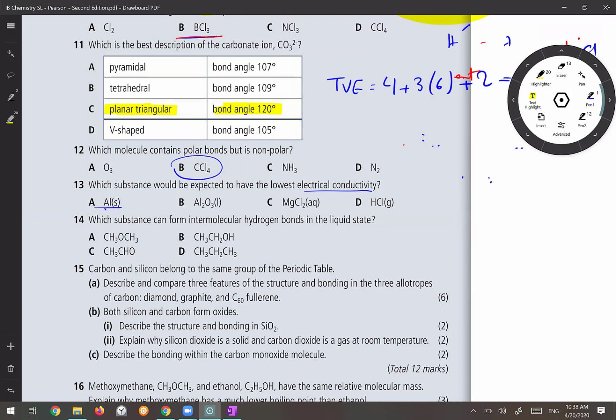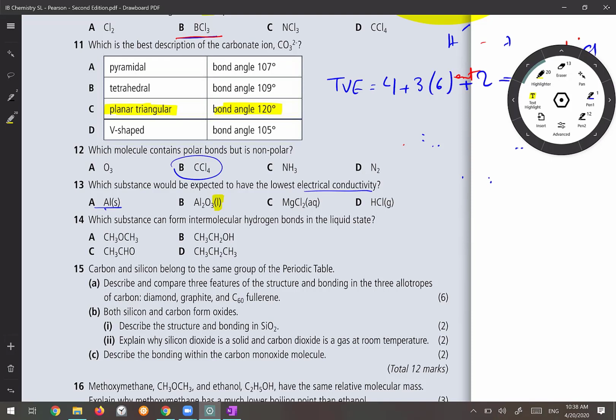Ionic. It's ionic. You know that ionic compounds in the solid state, because their ions are fixed in position, don't have electrical conductivity. But here, the point is that it's liquid. It means you have melted the aluminum oxide. When you melt, the ions become free to move, so they become electrically conductive.